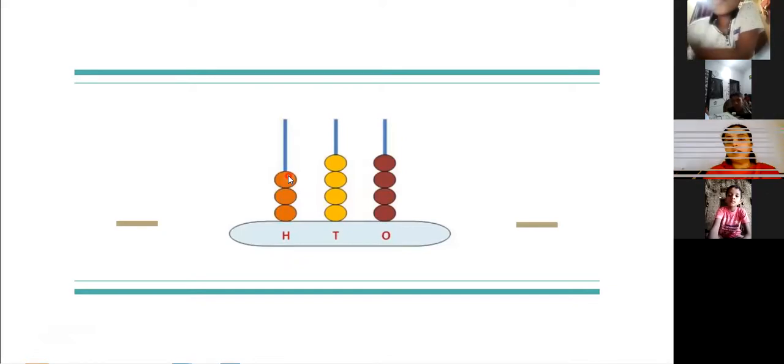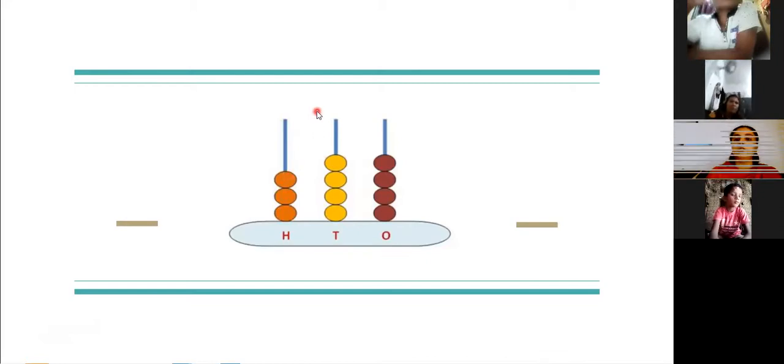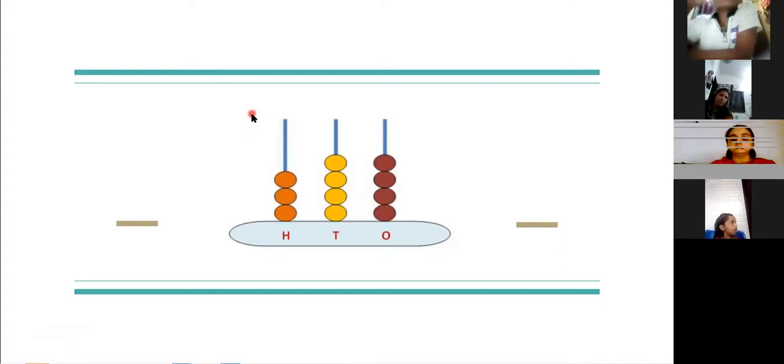So can you guess what will be the number? Can you all guess what will be the number? Try to write down the number for yourself. If you have your notebooks and pencils, please write down the number for yourself.